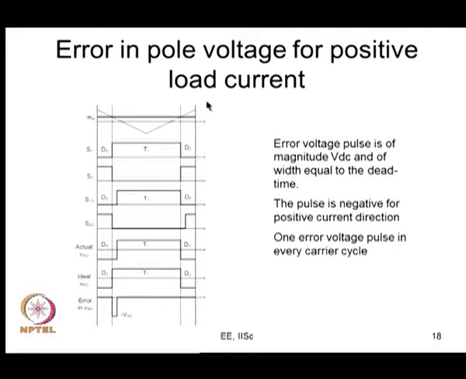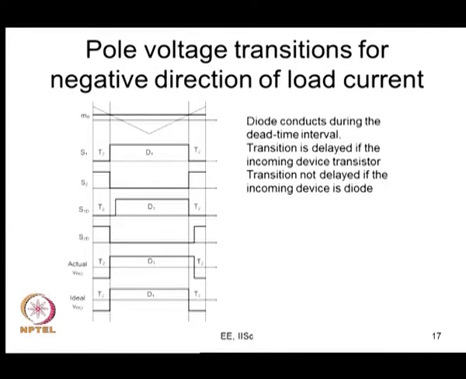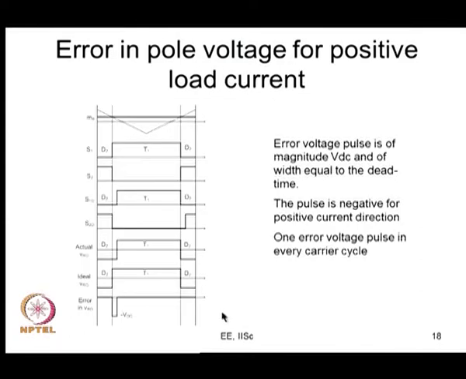Because of these rules, whenever you have positive current, or the so-called positive direction of load current, the actual pole voltage and ideal pole voltage are like that, and you get a negative voltage pulse. There is an error voltage pulse, a negative one. You get one such negative pulse in every carrier cycle, of magnitude minus VDC, for time duration TD. Similarly, for the other direction of load current, your actual pole voltage is like this and the ideal pole voltage is like this. The difference between these two will be VDC.